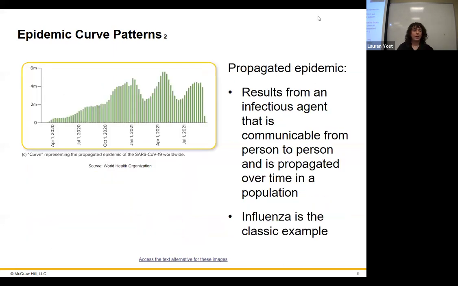Then propagated is actually pretty straightforward. Think of the flu and how we have flu season. We're more likely to have the flu in the winter months, but it's kind of around all the time. That's propagated. It's just kind of always there. Lately, we could say that about COVID. It's kind of evolved into that sort of situation.